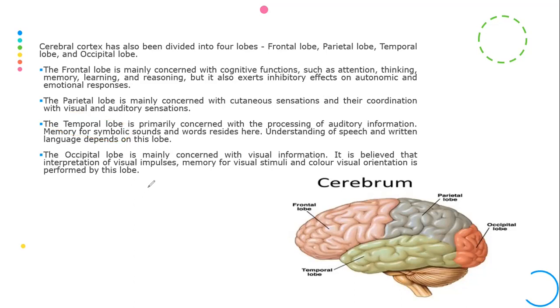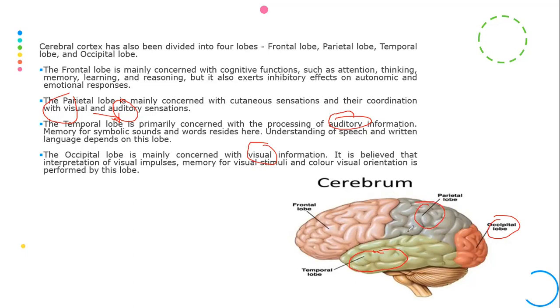Next, the occipital lobe is mainly concerned with visual information. It is believed that interpretation of visual impulses, memory for visual stimuli, and color and visual orientation are performed by this lobe. The parietal lobe deals with the sensory organs, both visual and auditory sensations. It is connected to the temporal lobe, which processes information, and the limbic system. Particularly, the temporal lobe is connected to auditory information. What about the occipital lobe? The occipital lobe deals with visual information.